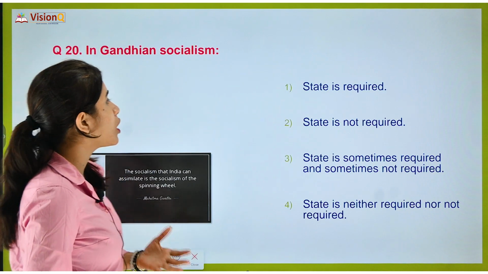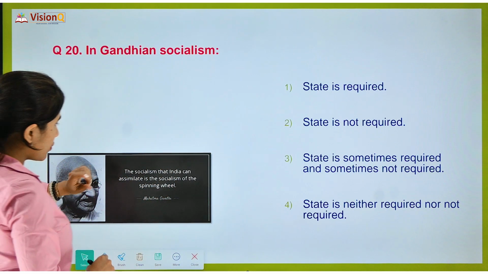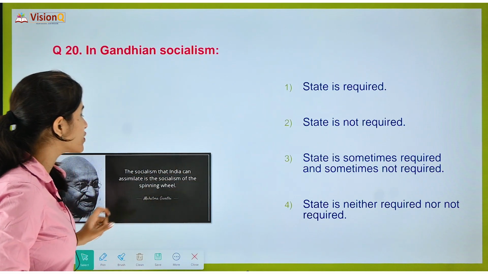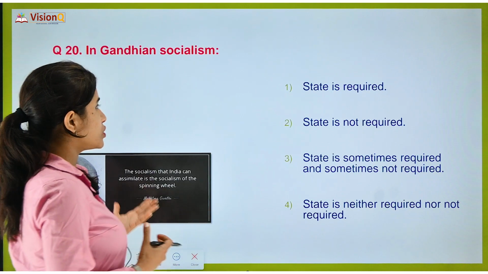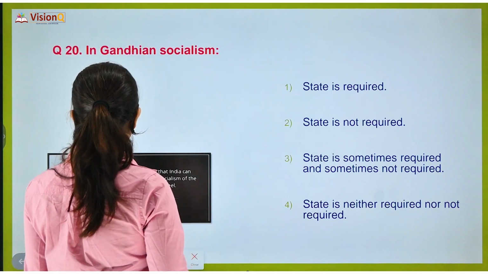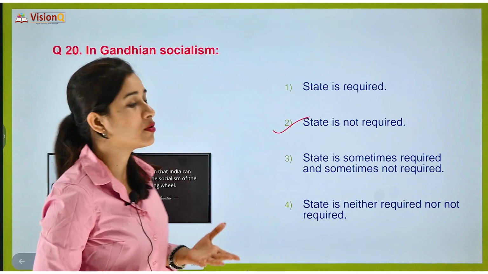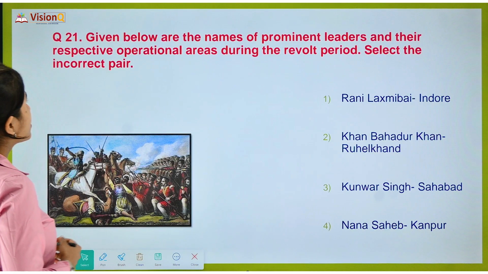In Gandhian socialism, Gandhi had said a sentence about socialism: the socialism that India can assimilate is the socialism of the spinning wheel. The spinning wheel socialism is a beautiful quotation said by him. So according to Gandhian socialism, the state is not required. That was according to the principle of Gandhian socialism.